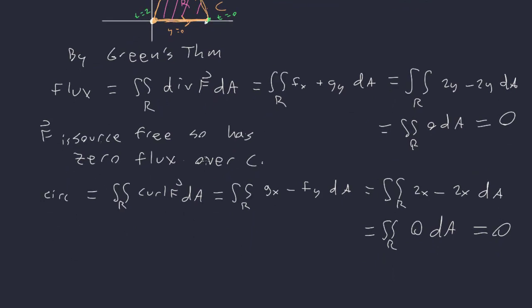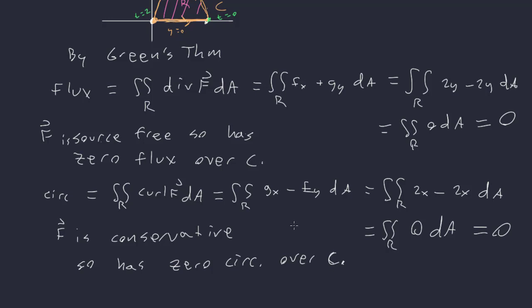So not only is F source-free, F is conservative. So it has 0 circulation over C, and will have 0 circulation over any closed curve. So notice here that 0 divergence is kind of similar to being conservative. 0 curl means you're conservative. 0 divergence means you're source-free.